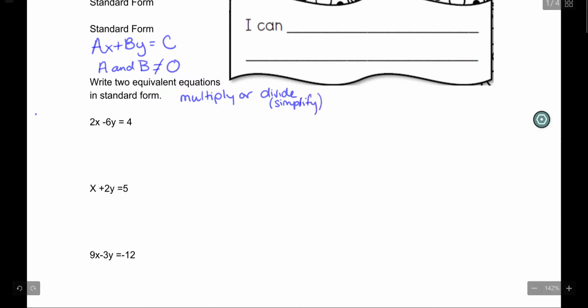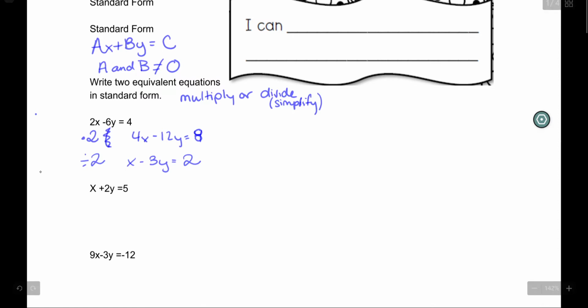By a certain term. So if I take the first one and I multiply everything by 2, I get 4x minus 12y is equal to 4, or 8, multiply 4 by 2. Or I know that 2, negative 6, and 4 all can be divided by 2 to get x minus 3y is equal to 2. Okay, there's two equivalent equations.